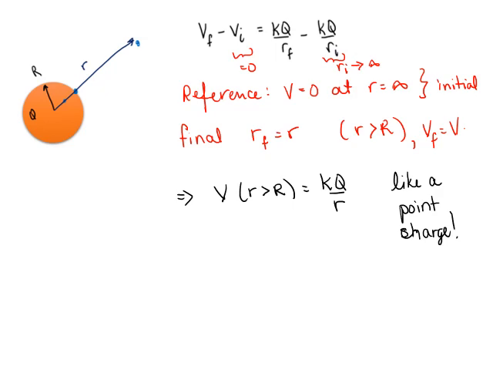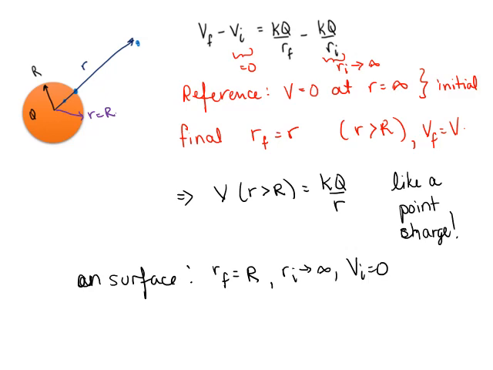Okay, so that takes care of outside. What about on the surface? So what about if r equals R? Let's come back to this expression and do this again, but this time, on the surface, let's take our Rf equals the surface of the sphere, so we'll integrate all the way into the surface. We'll keep the same reference point, so we'll still have Vi equals 0 because Ri goes to infinity. That means our final potential, V where r equals R, is equal to k times q divided by the radius of the sphere. Okay, that's the potential everywhere on the surface.